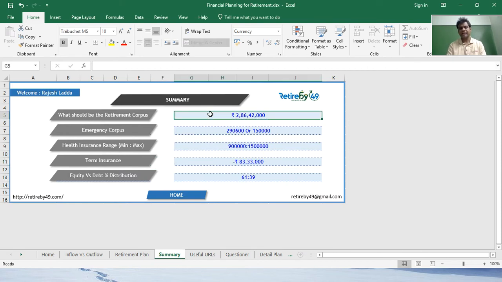The summary sheet will tell you at a high level what should be your retirement corpus, how much emergency corpus you should have, how much health insurance you should own, how much term insurance. I know here it is showing negative because already your corpus is 2.86, and your term insurance is not required because already you have a good corpus. And then it's showing the distribution between equity versus debt. So it says 61, 39%: 61% in equity and 39% in debt.